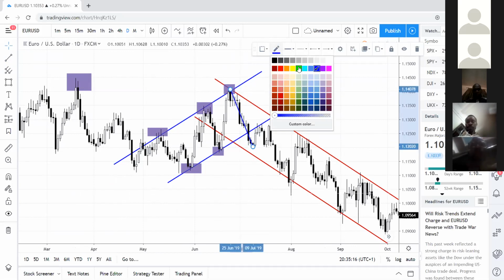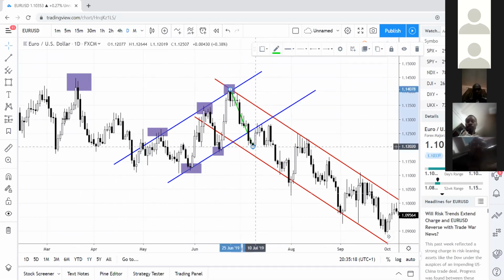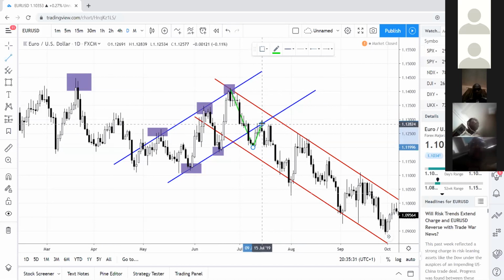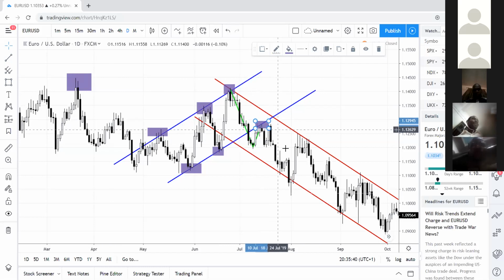Let me make this another color. It dropped, and what happened next? It came to respect where it has been coming from. That's the line. And what will happen next? You can now continue the sell. It's as simple as that. So if you pick the sell from this retest point, it will never touch your stop loss.